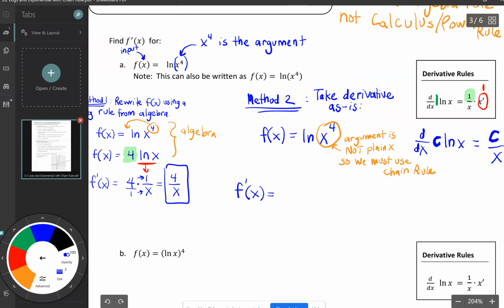What does the rule say in general? The rule says in general that if your function is natural log of x, the derivative sends the argument to the denominator. So my derivative is going to send my argument, x to the fourth, to the denominator, but then I have to tack on the derivative of the argument. So I need to do the derivative of the argument.